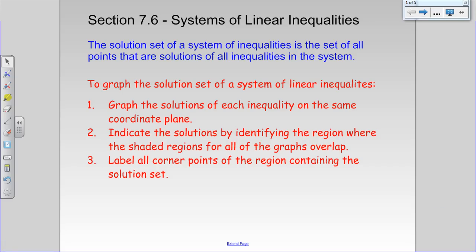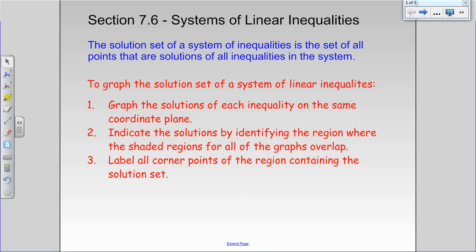Section 7.6 of your textbook covers the topic of systems of linear inequalities. The solution set of a system of inequalities is the set of all points that are solutions of all individual inequalities within the system. And to graph this solution set, we will first graph the solutions of each inequality on the same coordinate plane.